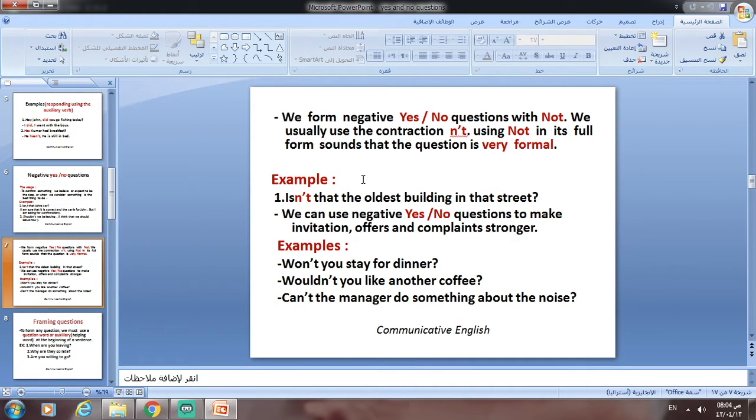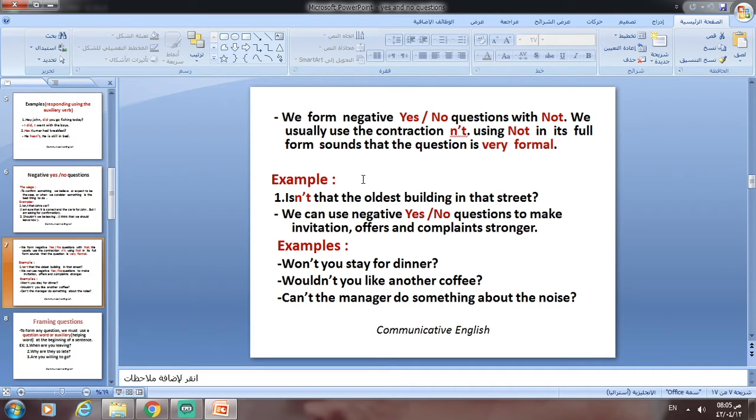So now, how do we form negative yes/no questions? We form negative yes/no questions with not. We usually use the contraction, apostrophe t, because using the full word not sounds formal, very formal. The question sounds very formal.